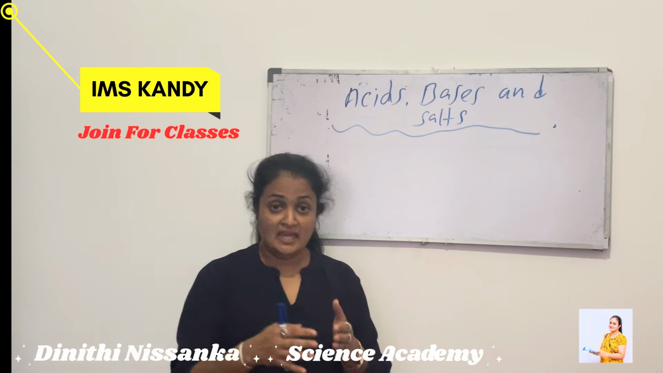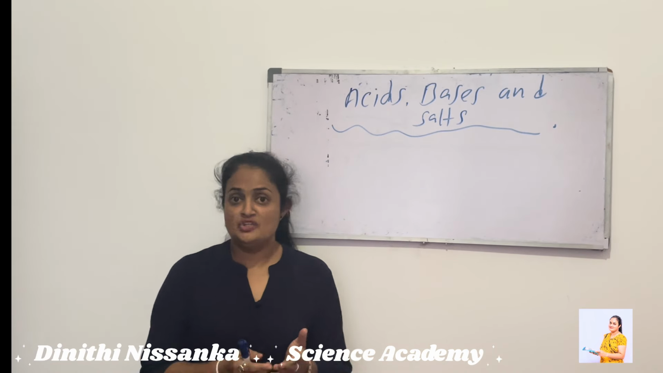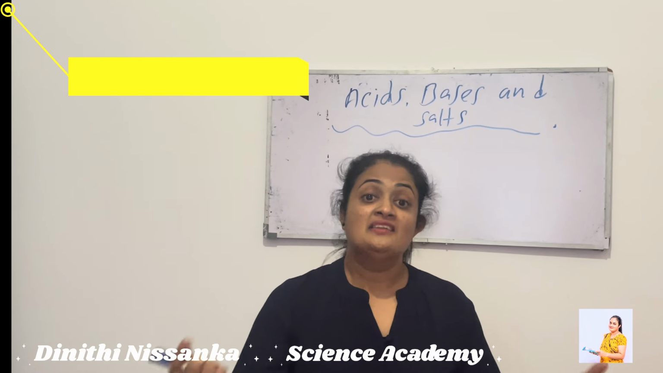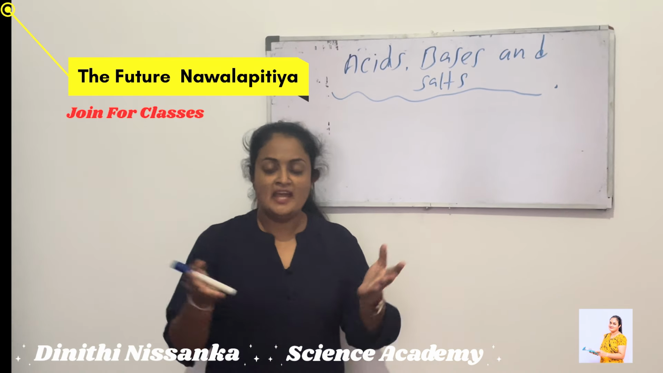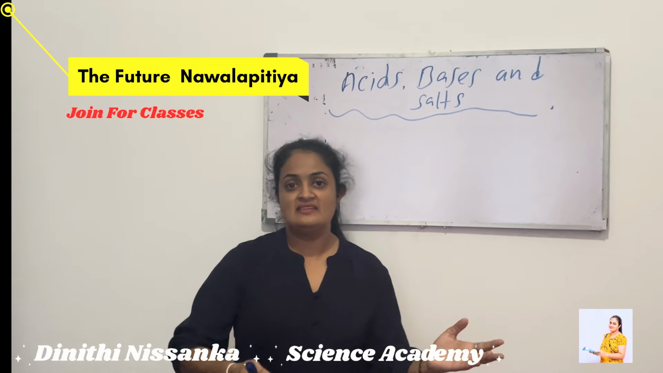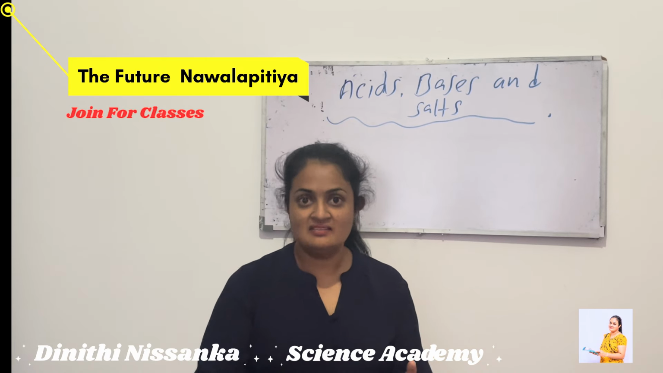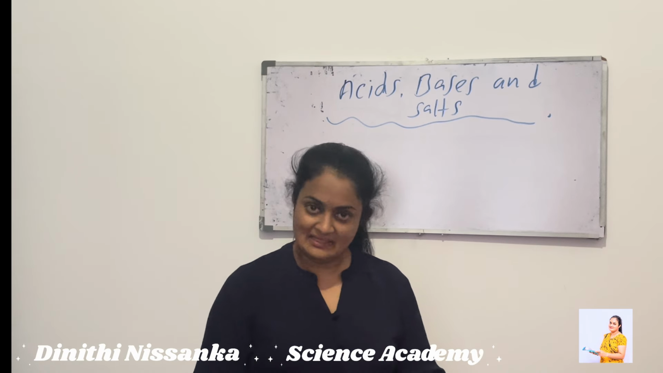Okay, we can categorize acids into two main groups. They are strong acids and weak acids. Same thing for the bases. Bases can be categorized as strong bases and weak bases. Let me see what the strong acids, weak acids, strong bases and weak bases are.